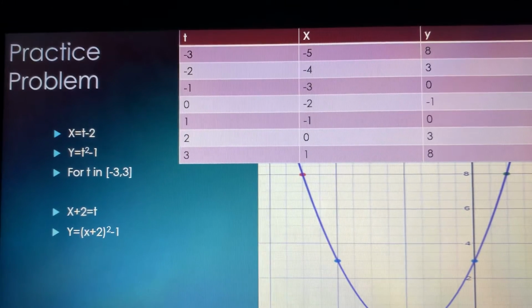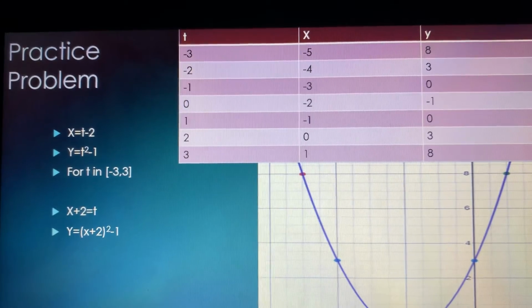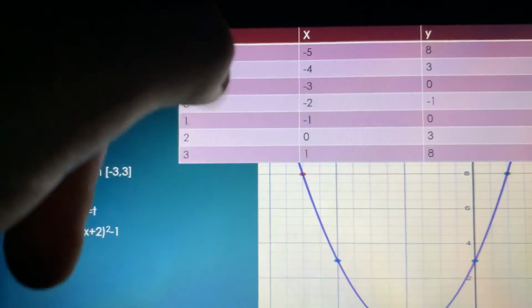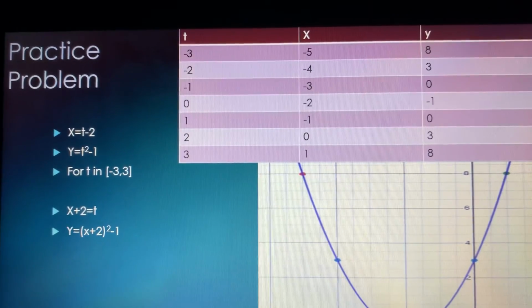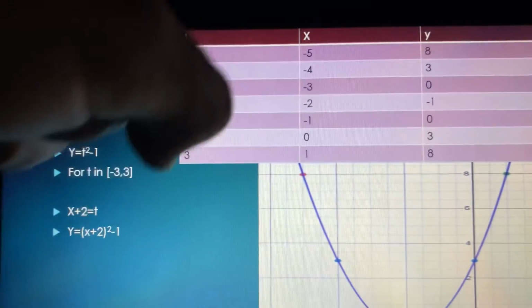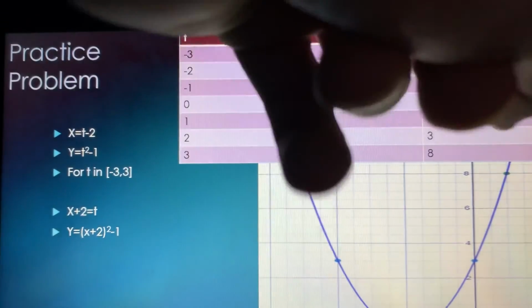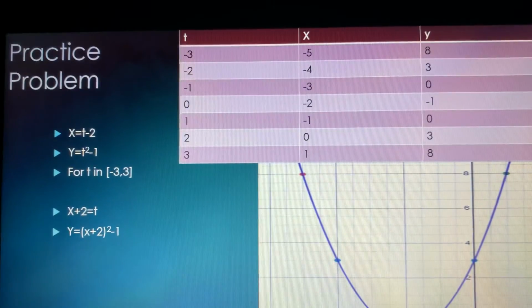Now, y is just t squared minus 1. So these values are going to be those t values squared minus 1. -3 squared is 9, minus 1 is 8, -2 squared is 4, minus 1 is 3, then 0, -1, 0, 3, 8, and so on. So we have these two columns in terms of the t column, but now we want to get this y value column in terms of x.